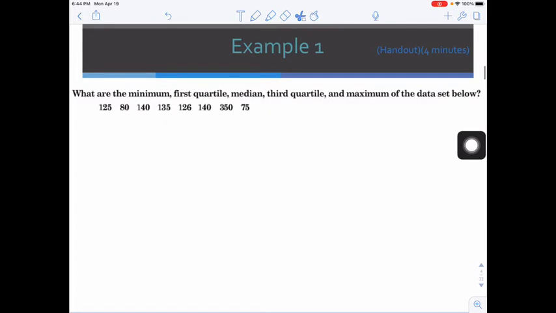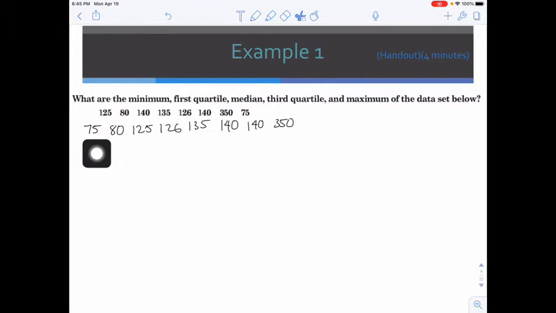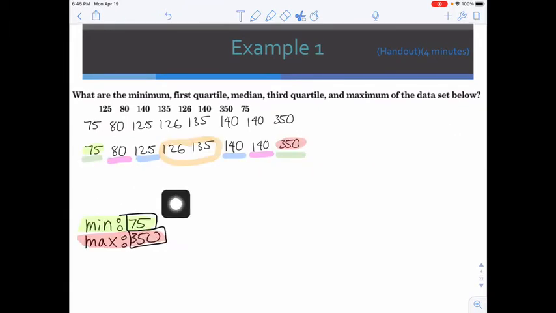Example 1 says, what are the minimum, first quartile, median, third quartile, and maximum of the data set below? We have 125, 80, 140, 135, 126, 140, 350, and 75. Our first step is to reorder the data from least to greatest. This will help us find our minimum and our maximum very easily. The minimum is 75, the maximum is 350.